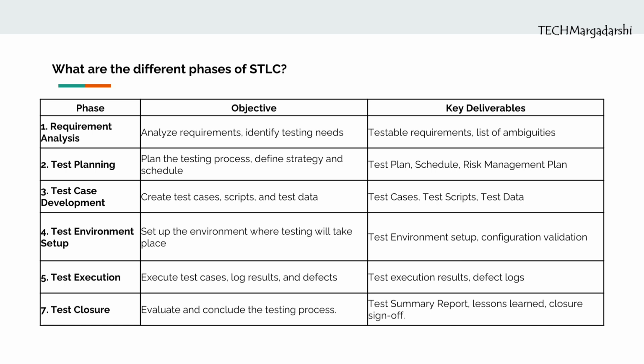Second one is test planning. Objective: define the testing process, create a strategy, estimate resources, and prepare the schedule. Key deliverables: test plan, test schedule, and risk management plan.